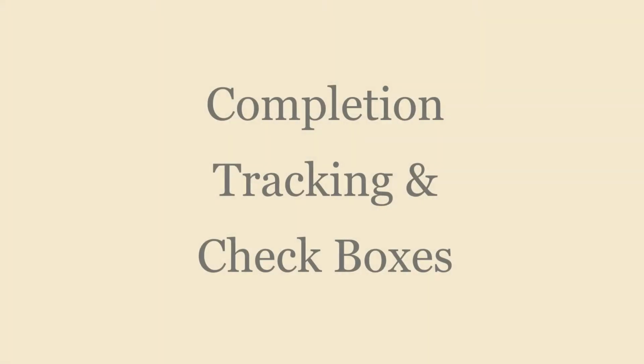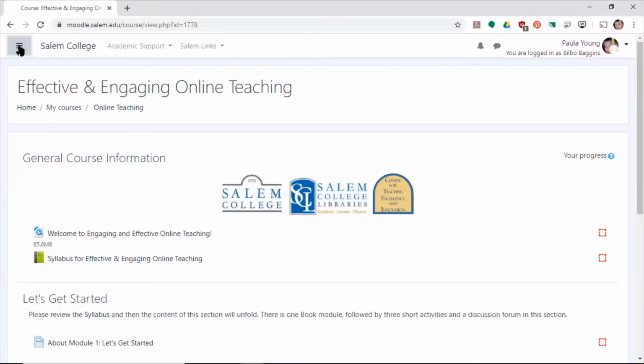We utilize completion tracking, as you can see in these red boxes. They're not normally red. I made them red so they stand out in the video. If you see dotted boxes, those are associated with activities that require you to do something or meet a certain condition in order for that box to be automatically checked. There are other boxes that you can self-check.